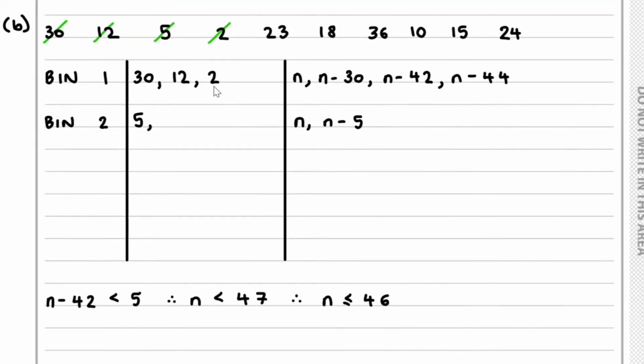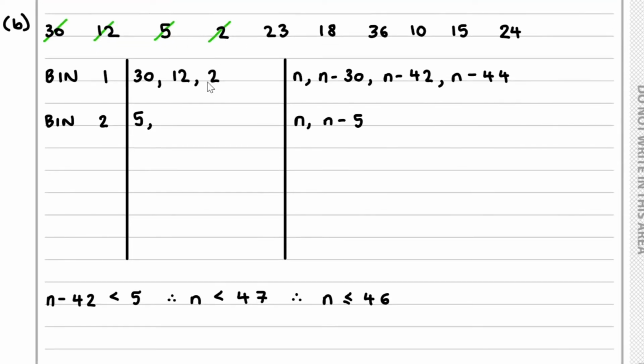Now, if the 2 has been placed into bin 1, that means there was enough space to place the 2 into it. So, if there was enough space, that means n minus 42 must have been greater or equal than the 2 for us to place the 2 into it, from which we can conclude n is greater or equal to 44.